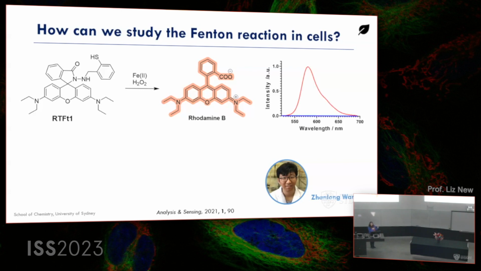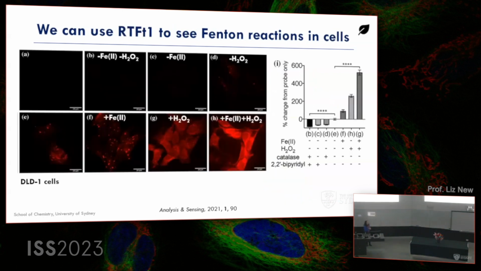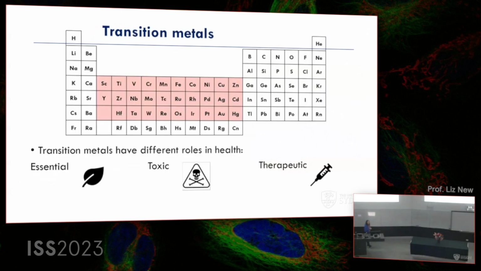This is the spectrum that we see. The blue is the probe on its own, and here the red is when we treat the probe with iron and hydrogen peroxide. And we can put it into cells and do some cell studies. So here you can see, well, you can't see the cells because there's no fluorescence coming from them. But when we treat them with both iron and hydrogen peroxide, we get much brighter fluorescence, much brighter than when we treat them with iron alone or with hydrogen peroxide alone. So that's a bit of a story about sensing iron.